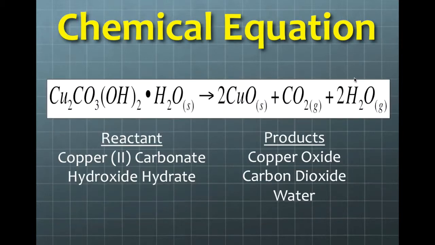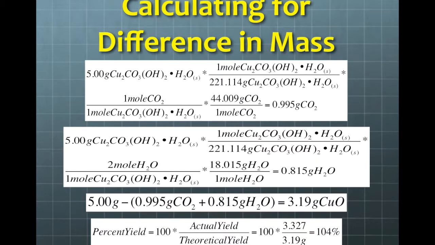Now we can move on and identify exactly what happened in lab. You can see here we have our balanced chemical equation for the decomposition with 1 molecule of copper-2 carbonate hydroxide hydrate breaking apart into 3 different products, 2 molecules of copper oxide, 1 molecule of carbon dioxide, and 2 water molecules. The initial compound was in a solid state. However, after the reaction, only the copper oxide was solid and the CO2 and water were in a gaseous state.